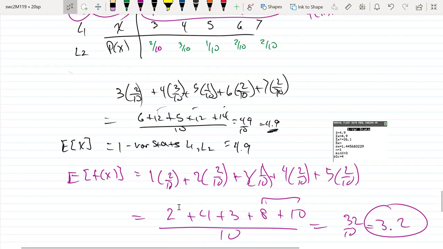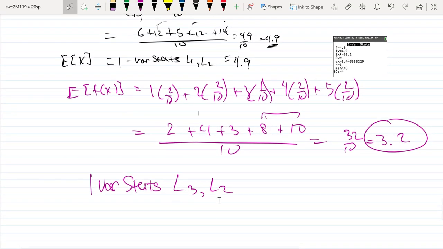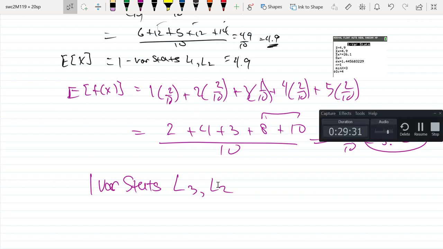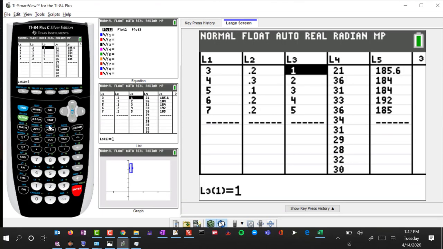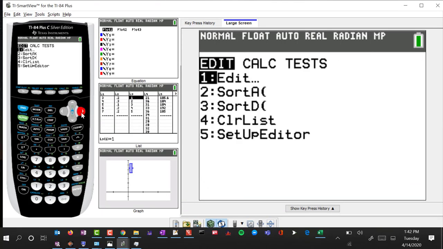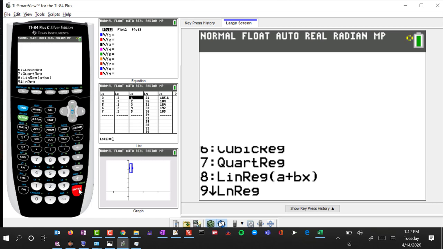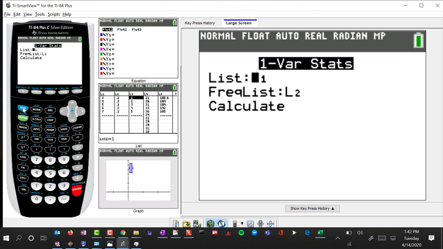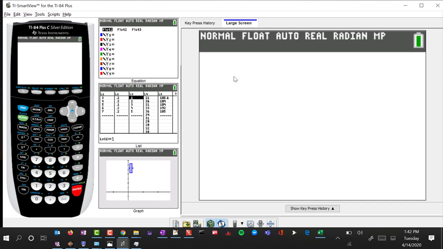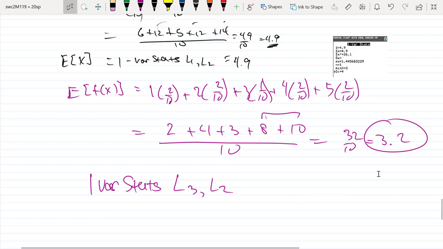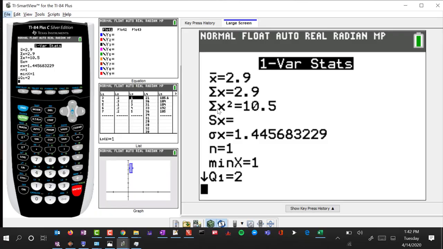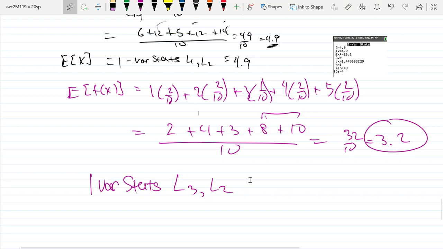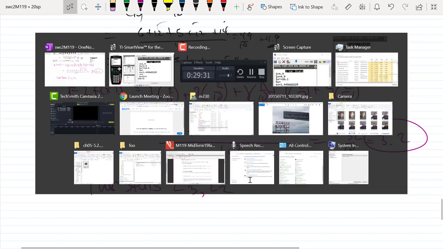So now that I have the separate list, list 3, and I have the frequency associated with it, I should be able to determine what the expected value is on that function. So let's give that a go. We'll go in and say stats calc, one var stats, and now it's list 3, right? That's the result of that function. We still have the probabilities. We calculate, and we're going to get an average of those, and it says it's 2.9. So 2.9. There is a difference here that we have to account for.